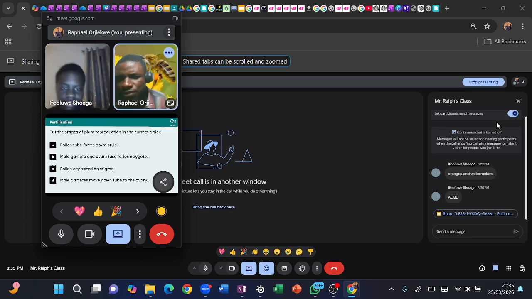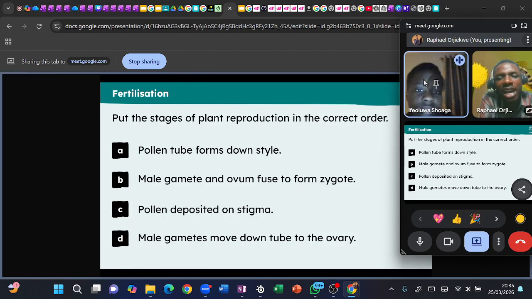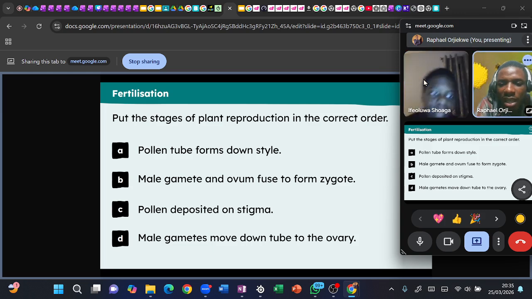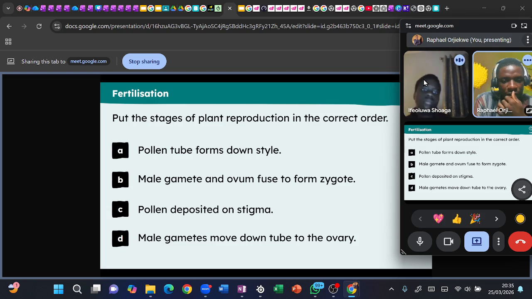Let's look at that. So if you say A, pollen tube forms down style. C, pollen deposited on stigma. Then B, male gamete and ovum fuse to form zygote. Then D, male gamete moves down tube to the ovary. Well, I can almost guarantee that the first letter will be C, because pollen needs to be deposited on stigma first. Then the male gamete will move down the tube to the ovary. So that should be CD. Then when it moves to the ovary, the male gamete and ovum fuse to form zygote.